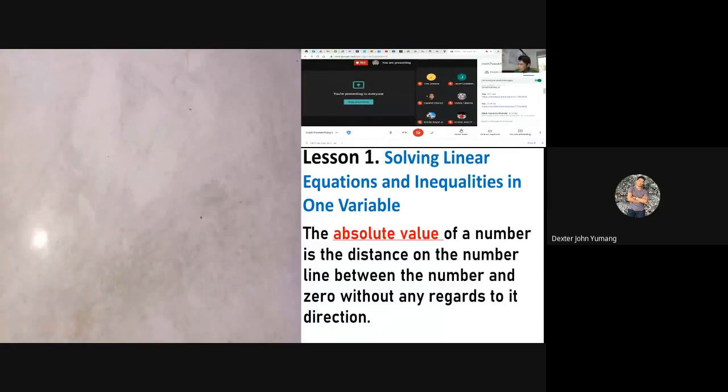So, yes, no, okay. Is there really a negative distance? In reality, we don't have a negative distance. The answer here is no. So we don't have a negative distance. Knowing the fact, when you say absolute value, it is always positive. So please copy the definition and type done if you're done.